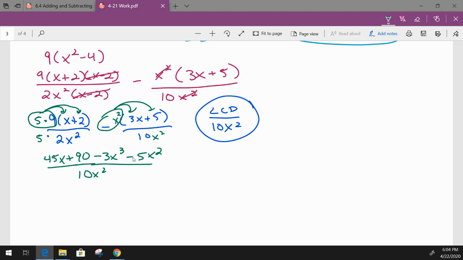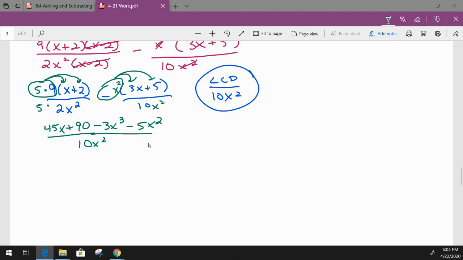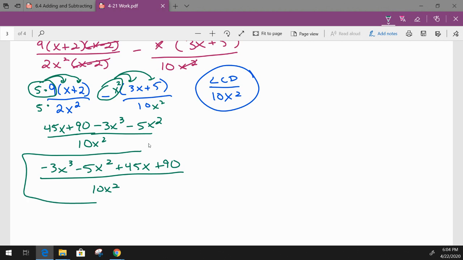And then from here, you can see that there aren't any like terms, but we probably should put it in standard form and put the numerator terms in the right order. So negative 3x to the third, that would go first, and then minus 5x squared plus 45x plus 90 all over 10x squared would be my simplified rational expression.